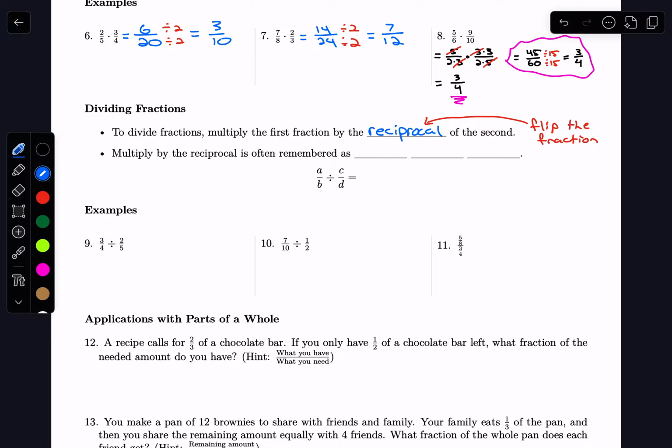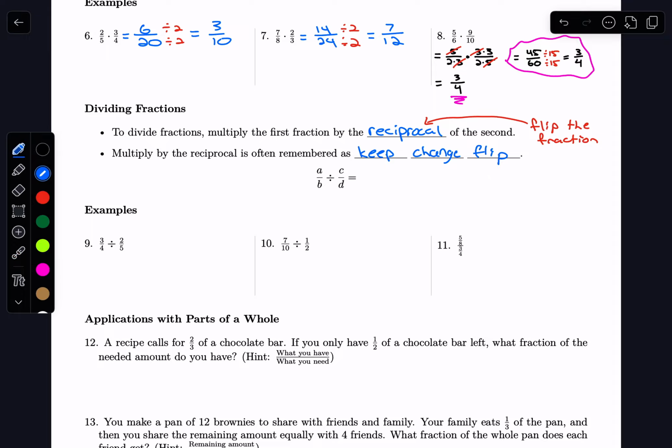All right, now multiply by the reciprocal. Some students don't really like to say that, even though it's technically the perfect way to describe it. So instead, you may have heard the phrase keep, change, flip, where keep, change, flip means exactly the same as multiply by the reciprocal. We're going to keep the first fraction the same. We're going to change the sign that's in the middle from division to multiplication. And then we're going to flip the second fraction because that is what reciprocal means.